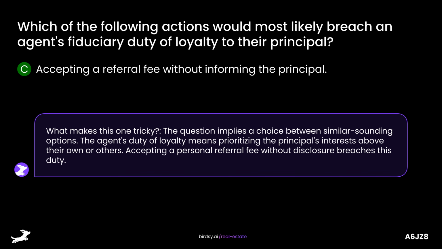What makes this one tricky? The question implies a choice between similar-sounding options. The agent's duty of loyalty means prioritizing the principal's interests above their own or others. Accepting a personal referral fee without disclosure breaches this duty.